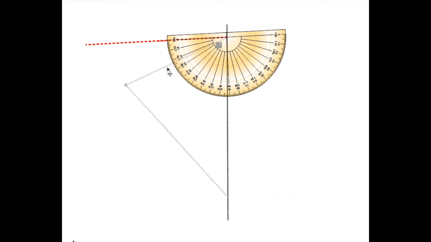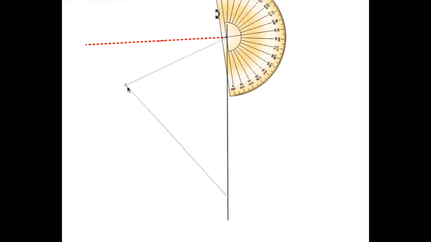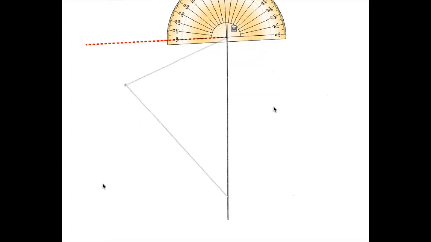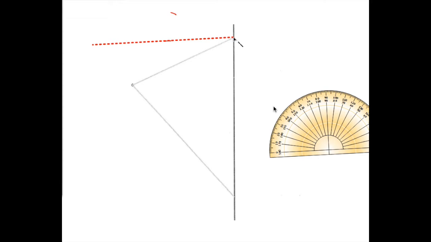So if the ray came in at 22 degrees on this side, it's going to reflect 22 degrees on the other side of the normal. That's what the law of reflection says. So I'm marking off the same angle I had. Now I should use a ruler or straight edge to draw my reflected ray.